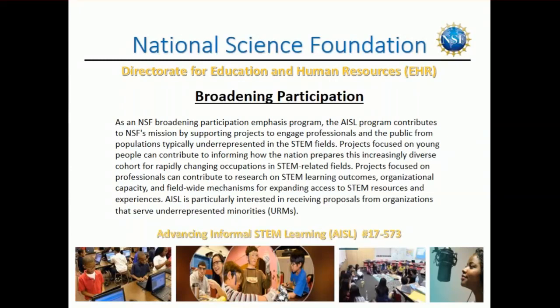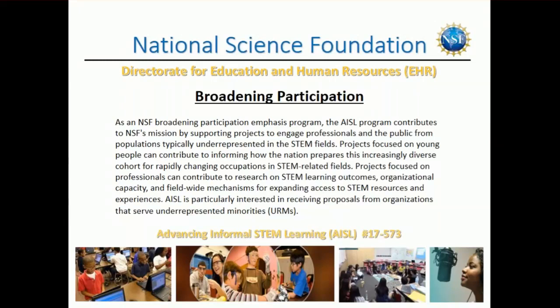There's a lot of text here on this slide. There's a lot of good information here, which you can also see in our solicitation. What I want to do is just highlight some of the key points that are embedded within this text around broadening participation. For us in the Advancing Informal STEM Learning Program, we are contributing to the NSF mission through our work as an emphasis program.